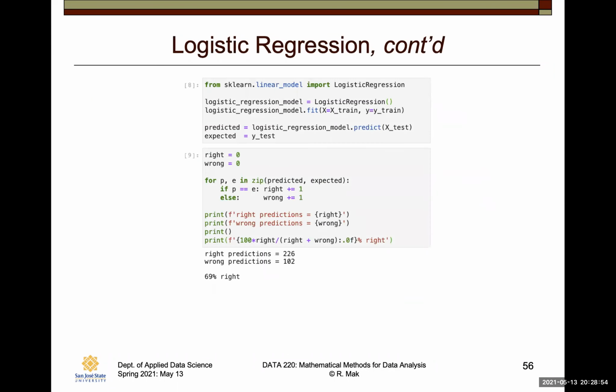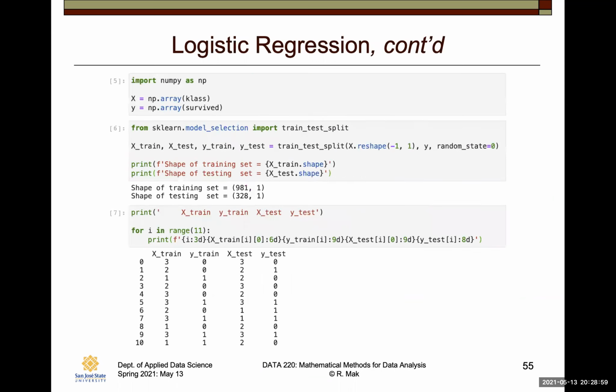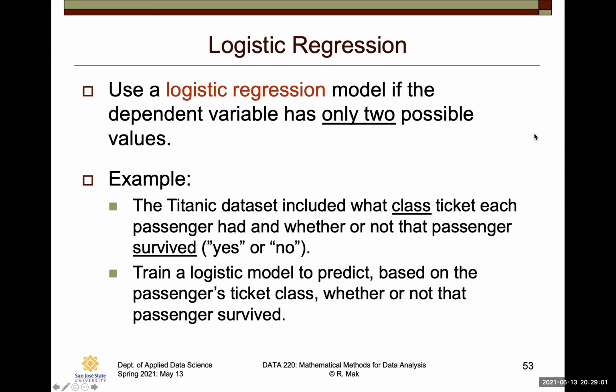Again, you would use this regression model if the dependent variable has only two possible values. It's almost like, remember when we were doing probability, there was the binomial distribution where the result was either yes or no. Here is something similar, logistic regression, where you only have two values for the dependent variable.